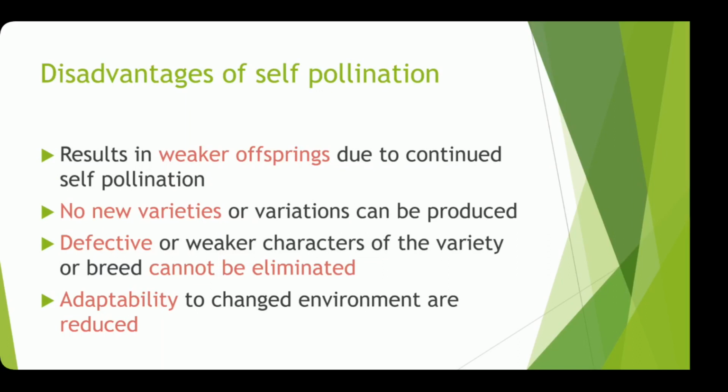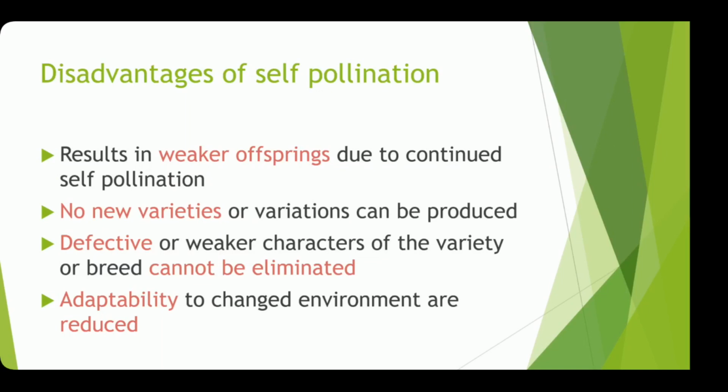Yes, for example, if the plant is having less viable seeds, we can take the example of the pea plant. The pea plant is having less viable seeds, or the pod color is yellow. So the next generation produced by it will have the same type, and it will not produce viable seeds in the next generation also. So this is the defective character, and we want to eliminate it, but by self pollination it will not be eliminated. These defective or weaker characteristics cannot be eliminated.